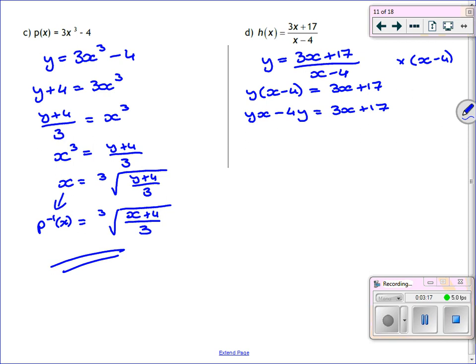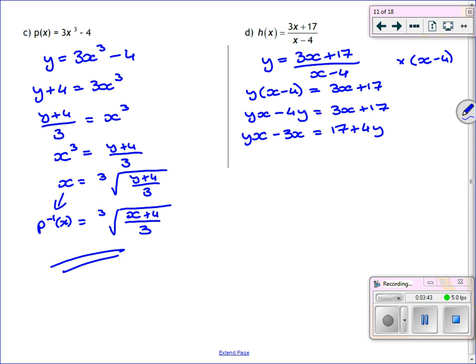And now I want to get all my terms that involve x on the left hand side, and then everything else that doesn't involve x on the right hand side. So keep the yx where it is. Take the 3x across, it becomes a minus 3x, is equal to the 17 that's already there plus 4y.